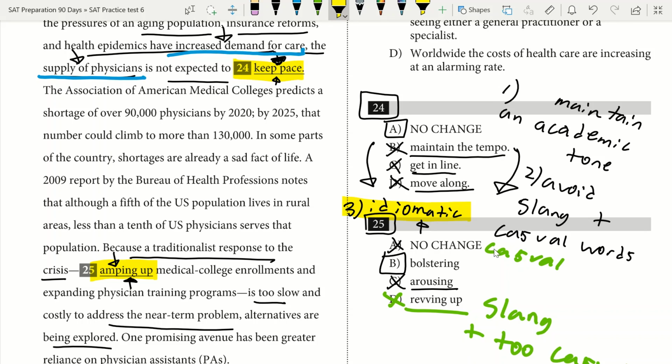So hopefully that was helpful. That one was just trying to teach you what to look for in that situation on the SAT writing section.